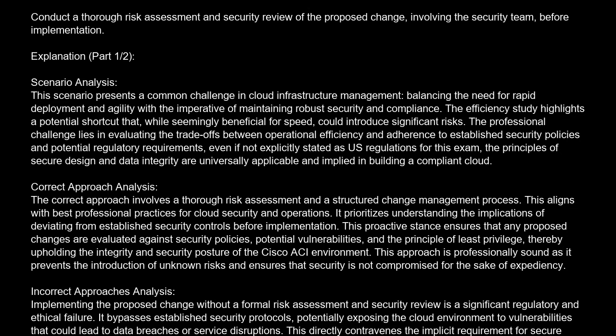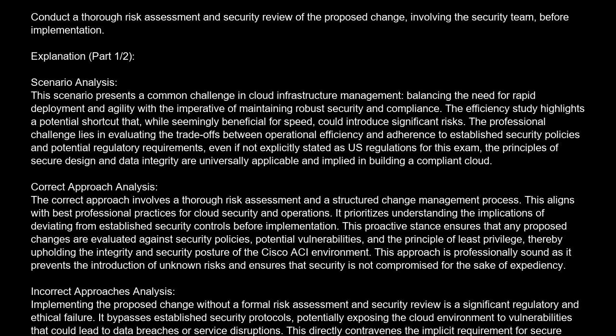The correct answer is B. Conduct a thorough risk assessment and security review of the proposed change, involving the security team before implementation. Explanation. Scenario analysis. This scenario presents a common challenge in cloud infrastructure management, balancing the need for rapid deployment and agility with the imperative of maintaining robust security and compliance.